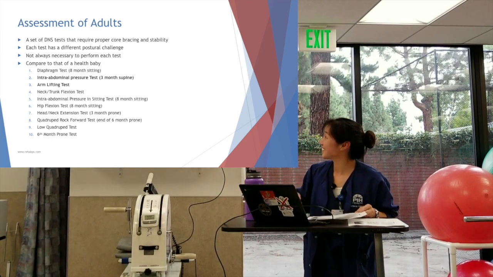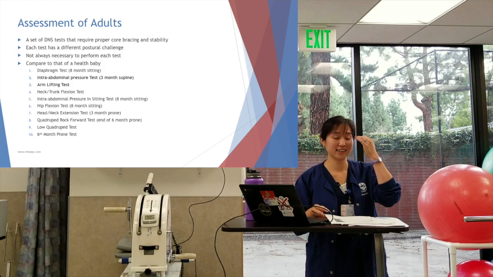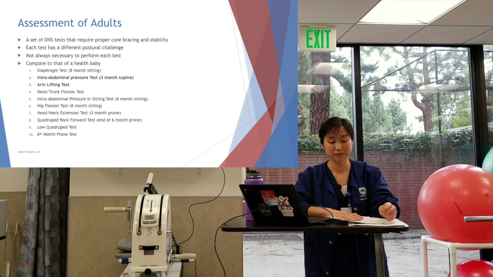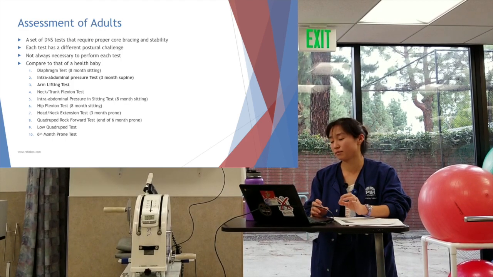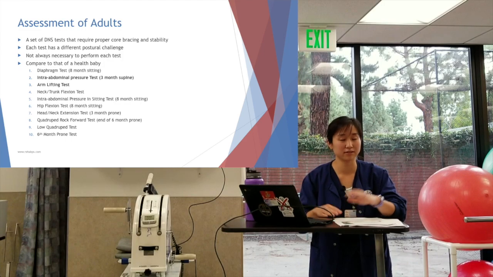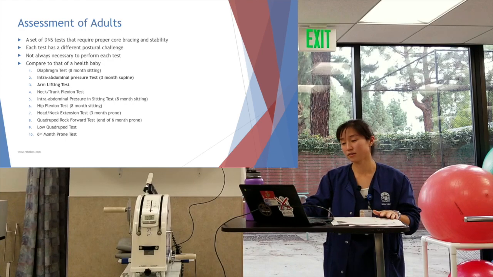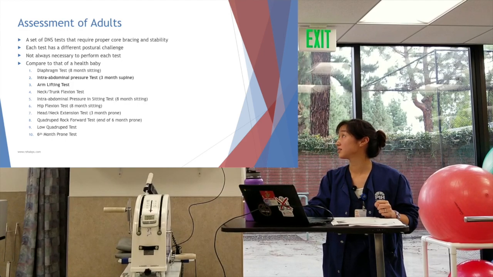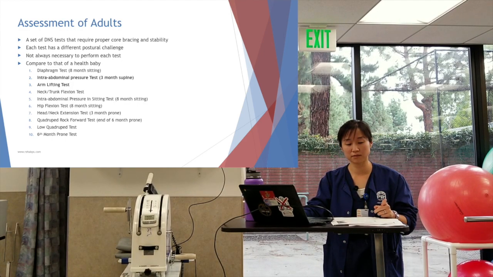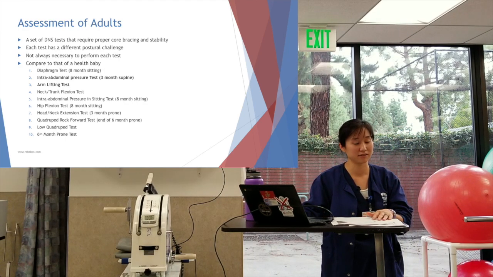All right, so these are the 10 functional tests. Each test requires proper ability to perform intra-abdominal pressure and stability. Each test has a different postural challenge, but if you're going to do your evaluation, you don't have to do all the tests. You can just pick some, and always we're comparing it to a healthy baby's form. So today I thought we would do the intra-abdominal pressure test, which corresponds to 3-month supine, and then the arm lifting test, because we've seen it a lot with MSI and we can see the difference.